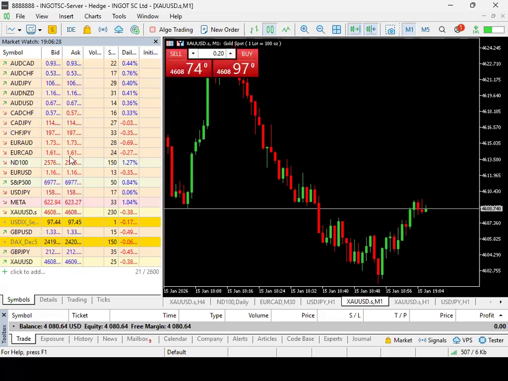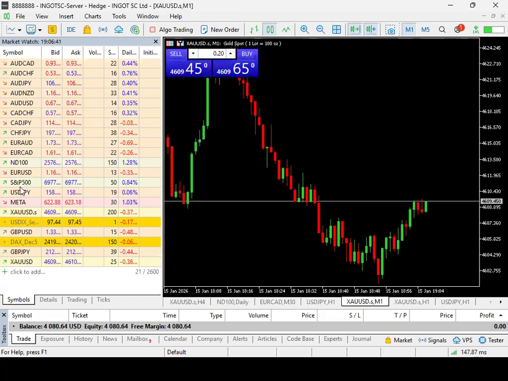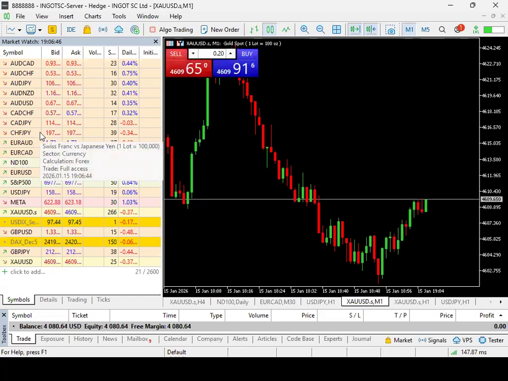This is the watch list that we're talking about over here. You can see it has symbols, it has bid and ask, it has spreads, put spreads over here, it has daily changes over here. Okay. So it shows you everything that you want to know. This is the laptop version. Okay. I don't have the MT5 version.